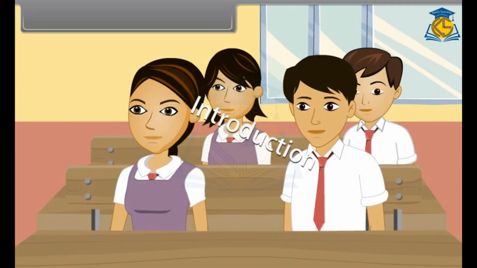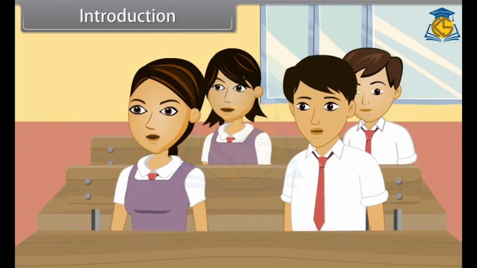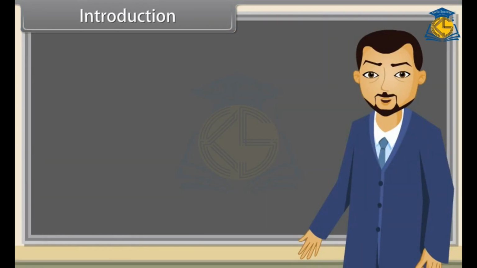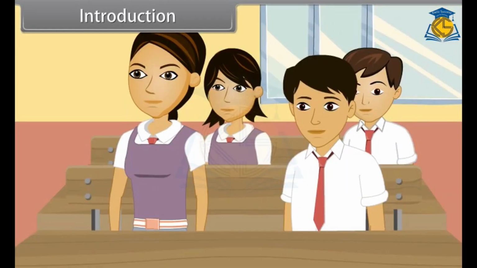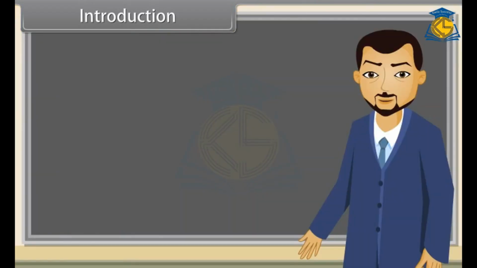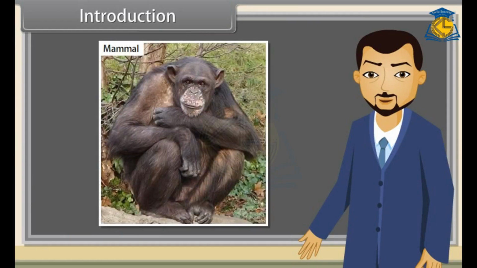Introduction. Good morning, teacher. Good morning, students. Today we will learn organisms and their population. Can anybody tell me what are organisms? Sir, organisms are the living things that are capable of reacting to stimuli, reproduction, growth, and homeostasis. Well said, Ria. And the examples of organisms are mammals, birds, bacteria, fungi, etc.